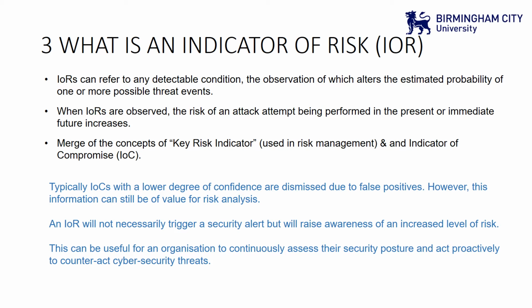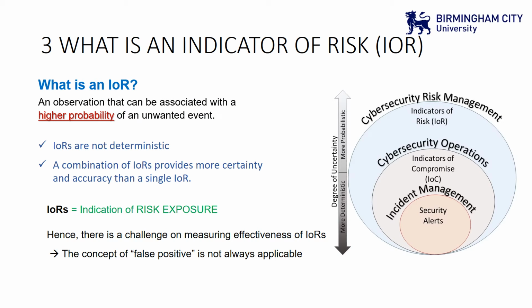So an indicator of risk will not necessarily be used to trigger security alerts, but to raise awareness of an increased risk level. This can be useful for organizations to continuously assess their security posture and act proactively to counteract cybersecurity threats. So the objective of an indicator of risk is to be an indication of risk exposure rather than to be used as detection.